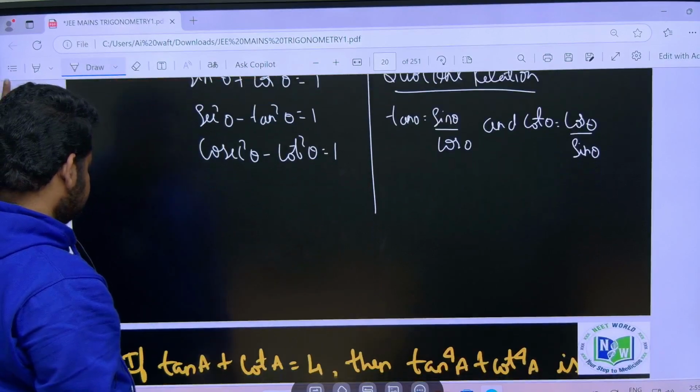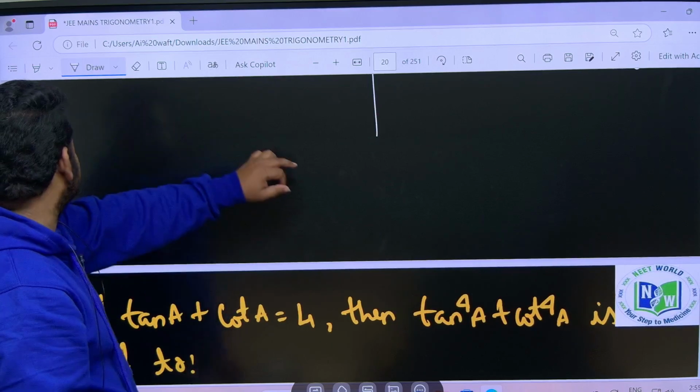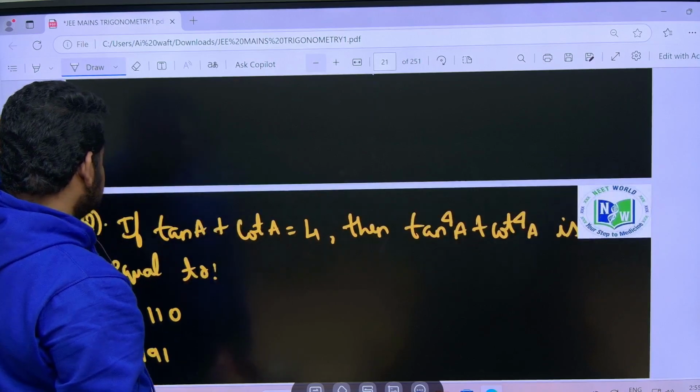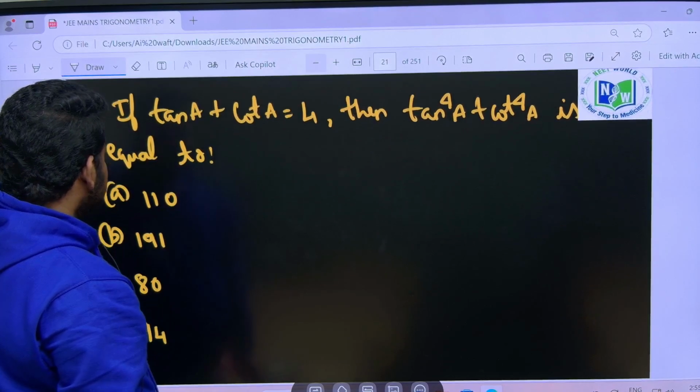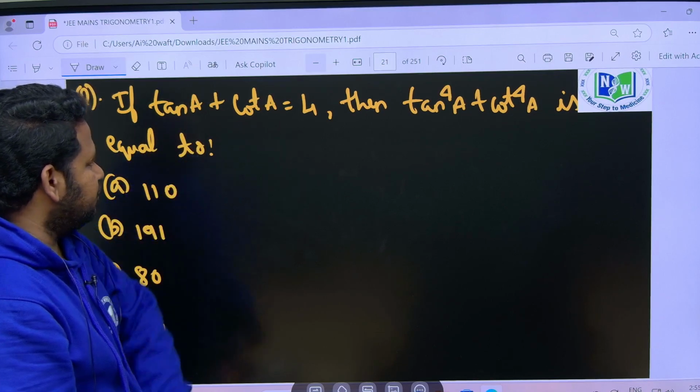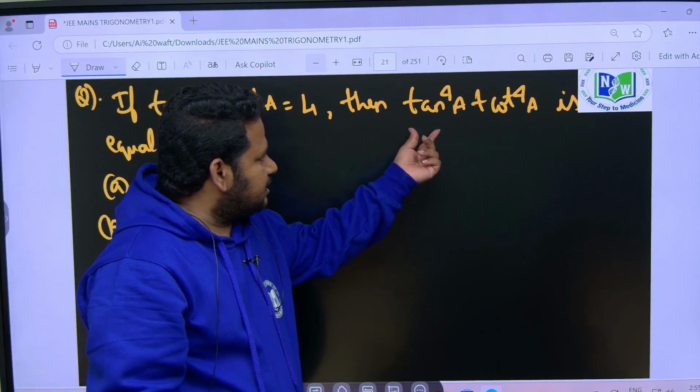Next, we will solve some questions. Enough of the concepts. We will solve some questions based on these concepts. It is given, if tan A plus cot A is equal to 4, then tan to the power of 4A plus cot to the power of 4A is equal to how much?